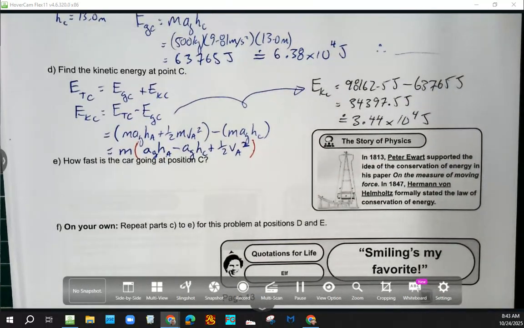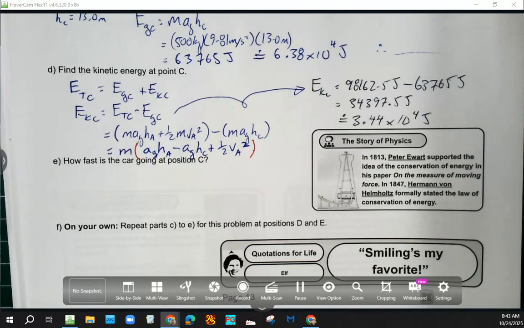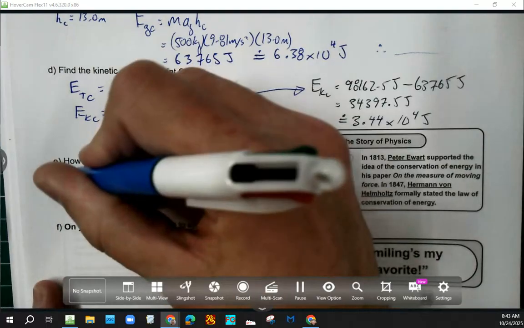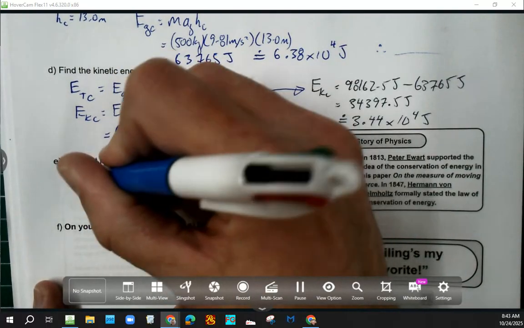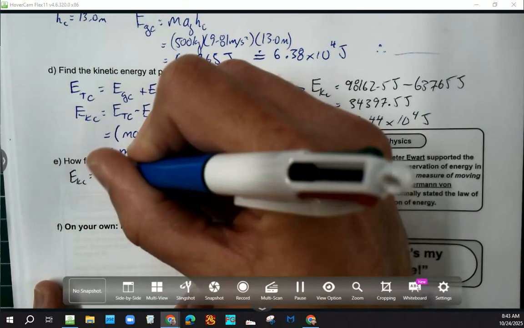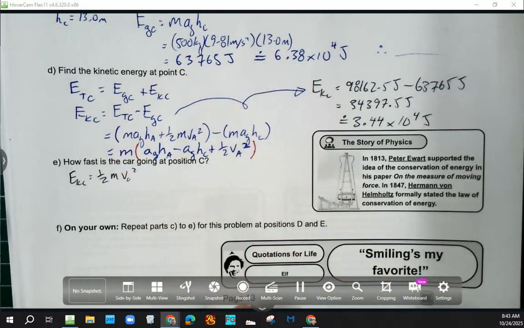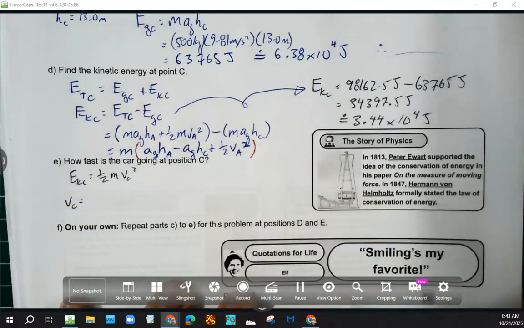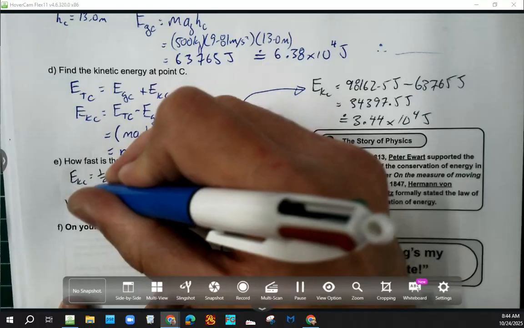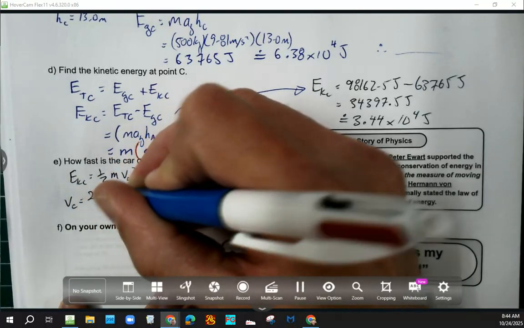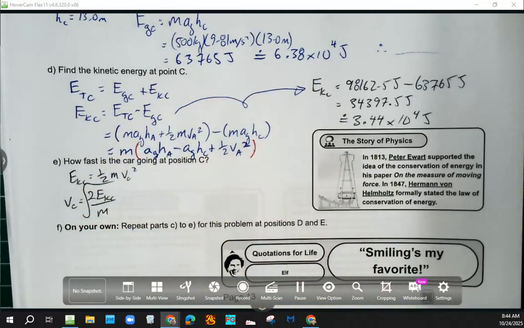Then the question is, how fast is the car going at position C? Well, of course we could calculate EKC equals 1/2 MVC squared, isolate for VC. And I'll just do all the rearranging in one go: 2 times EKC divided by mass, square rooted.